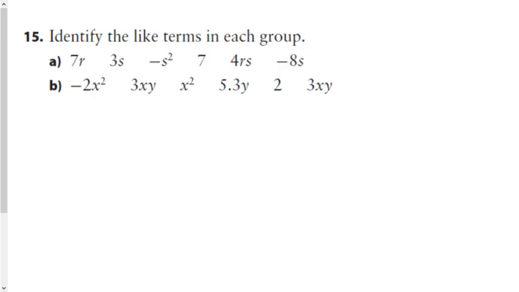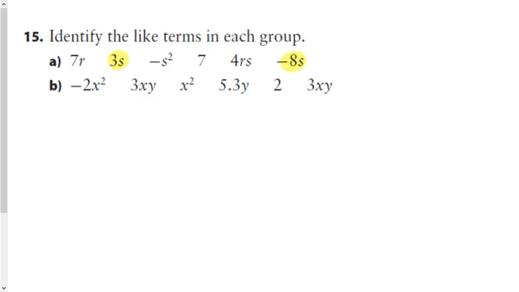Question 15, identify the like terms in each group. So I look at 7R's, start there. Are there any other R's? No, there are not. So there is no like terms for that. I'll just shuffle it over. I'll look at the next one. S's. Are there any other S's? Yes, there is. So this would, oh, that's not the color I wanted. This is a like term with 3s. So 3s and negative 8s are the same, just different coefficients.